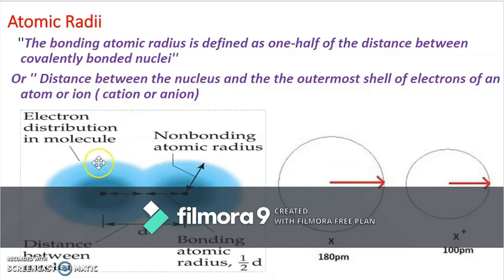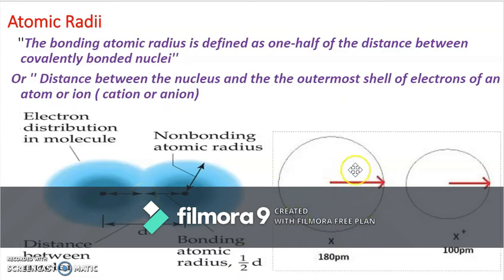For example, here these are two nuclei bonded through a covalent bond. This is the total internuclear distance d. So bonding atomic radius is equal to 1/2 d, that is the distance from the nucleus to the valence shell electron. Here this is the atomic state, free from ion, and these are ionic radii.